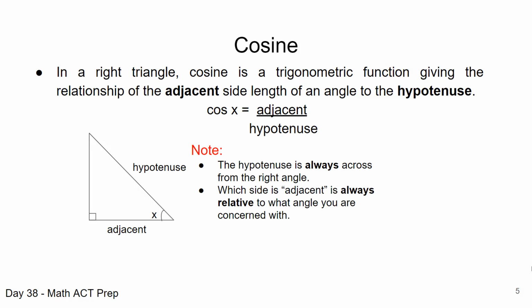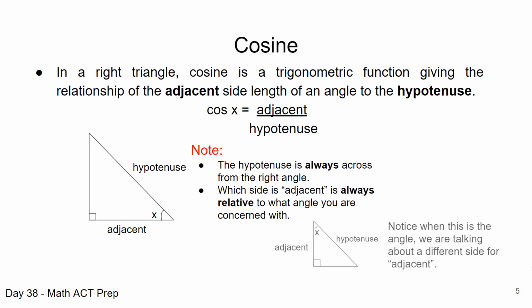Just as we discussed with sine, with the opposite side, our adjacent side is always relative to whatever angle we're concerned with. So in this case here with this triangle, if x is labeled as the angle we have shown, our adjacent side length becomes a different one than we showed right over here on the left-hand side. So it's always relative to that angle.